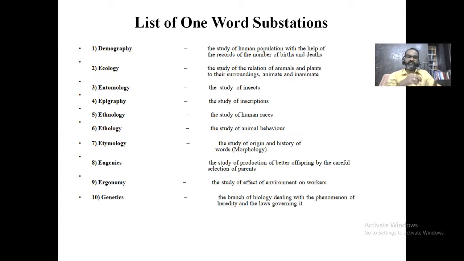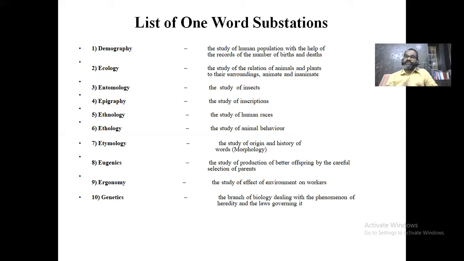An inscription is nothing other than a kind of writing where people write on stones and rocks, and that study is called epigraphy. You must know that epigraphy is the study of inscriptions, especially in archaeological departments. And then ethnology.